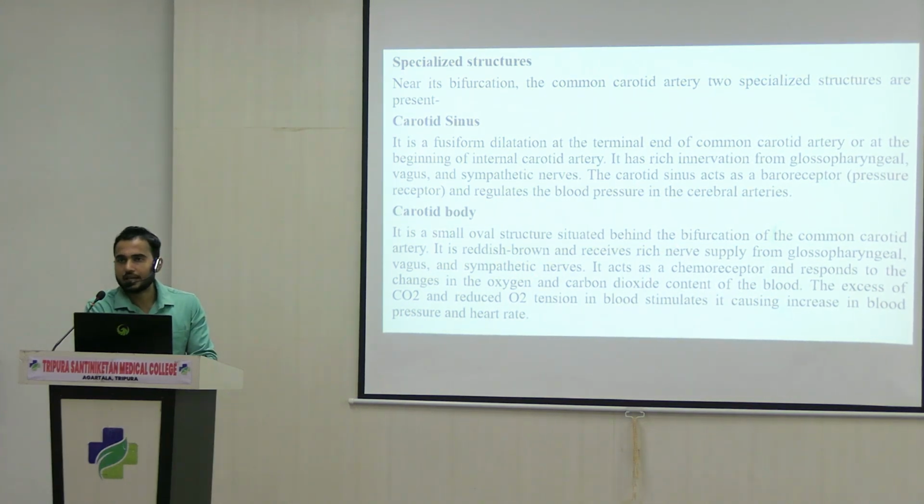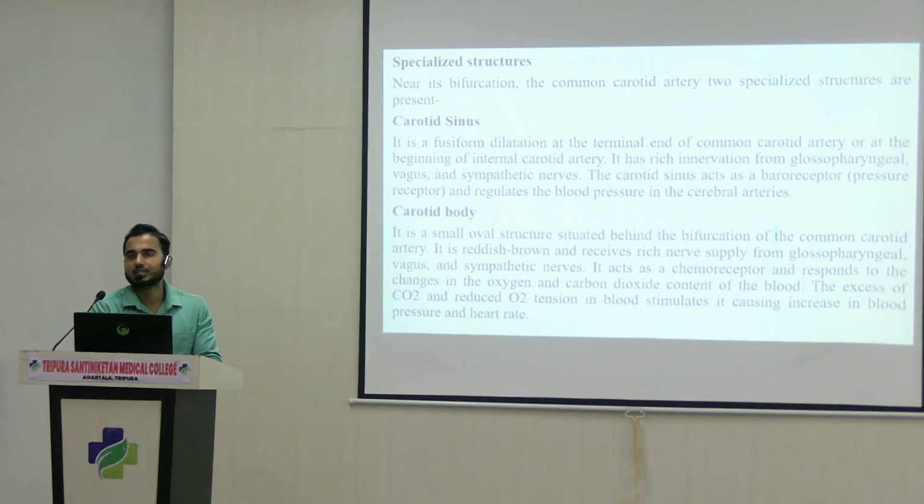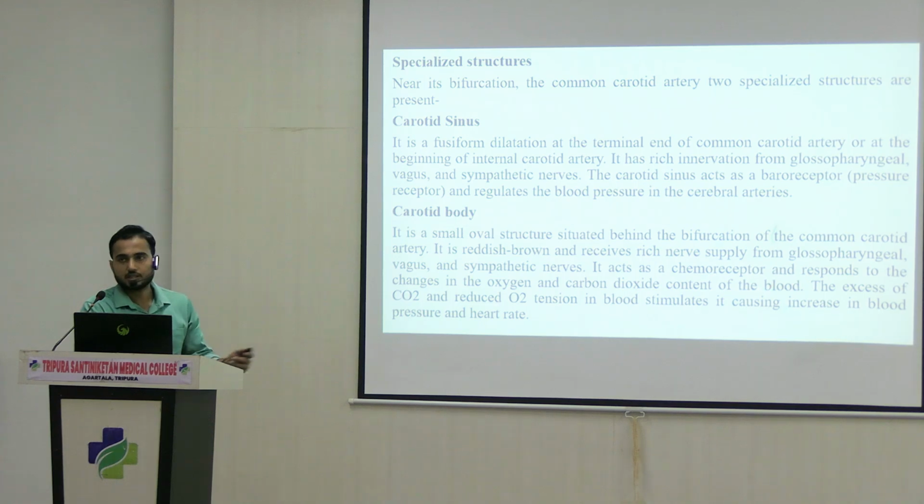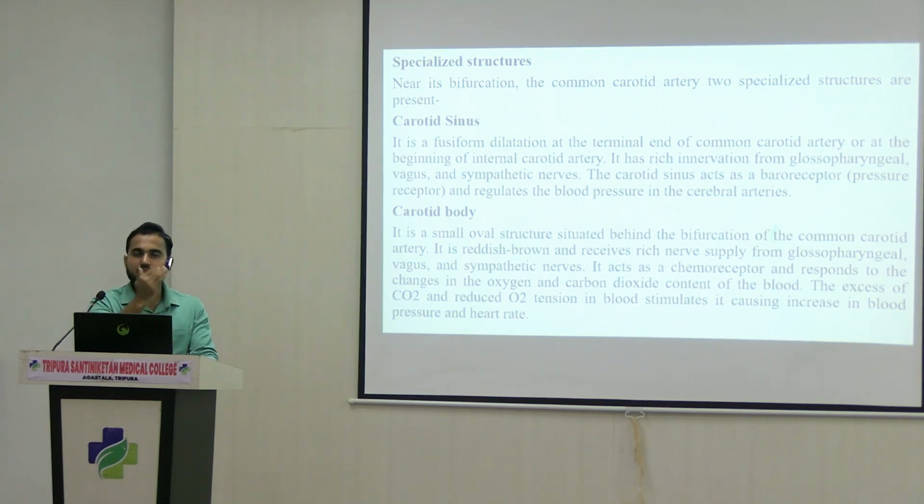Now, this carotid body acts as a chemoreceptor. The previous one was acting as a baroreceptor, and this one is acting as a chemoreceptor. What will be the function of this? It monitors the changes of oxygen and carbon dioxide content in the blood. Suppose there is an increase in carbon dioxide in the blood and a decrease in oxygen, at that time what will happen? It will be stimulated, causing an increase in blood pressure and heart rate, so that more oxygen can be supplied to the blood, because that blood is going to the brain.